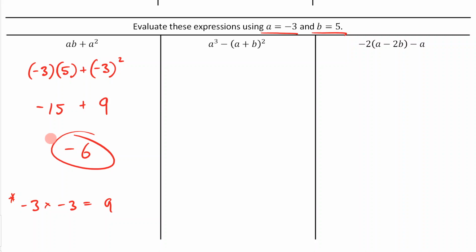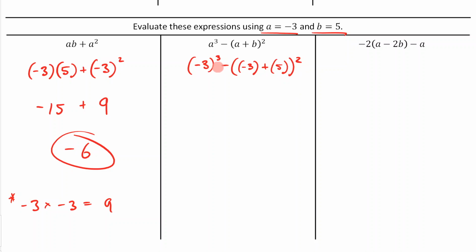Let's go to our next one. Here I have a cubed. Well, a is negative 3, so I put negative 3 cubed minus. Then I have a, that's going to be negative 3. Plus, then I have b, which is 5, and then I'm squaring the whole thing there.